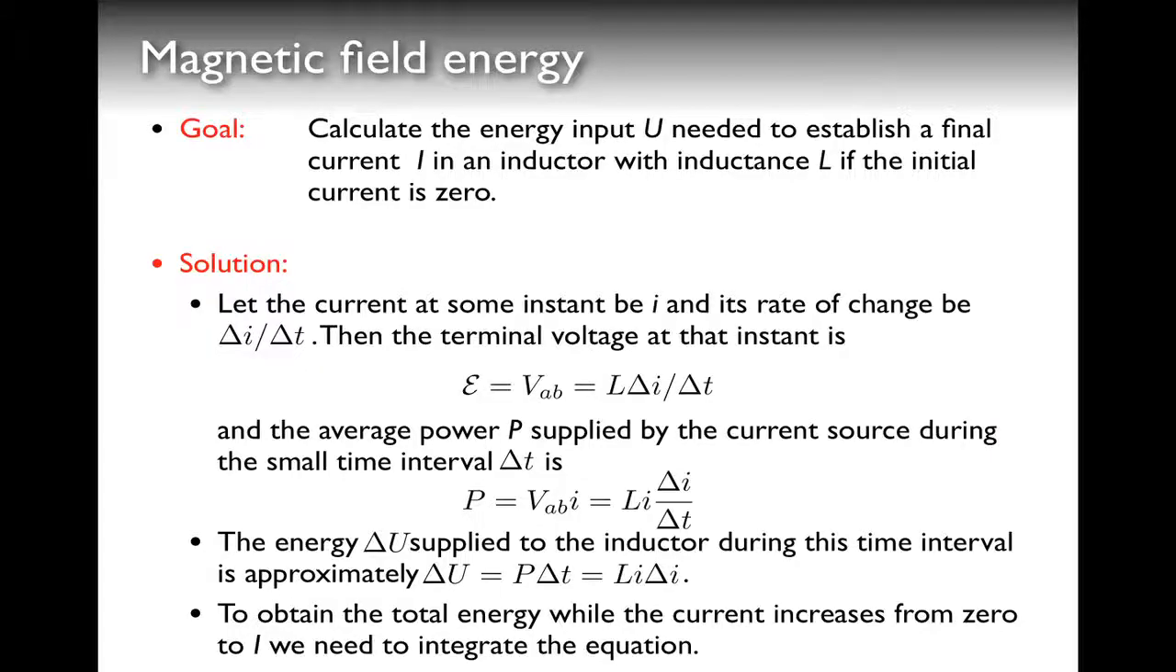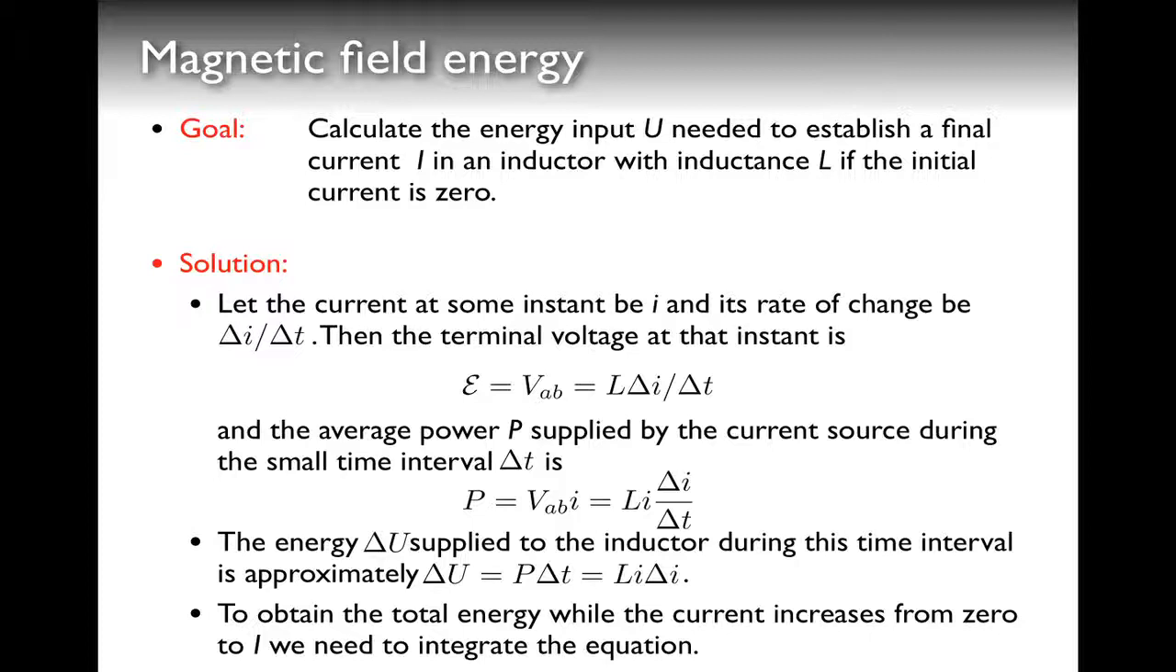Now at the end of the chapter, I want to discuss magnetic field energy. What we want to do is calculate the energy input U needed to establish a final current I in an inductor with inductance, or self-inductance, L if the initial current is 0. The way we do this is we let the current at some instant be i and its rate of change be di/dt.